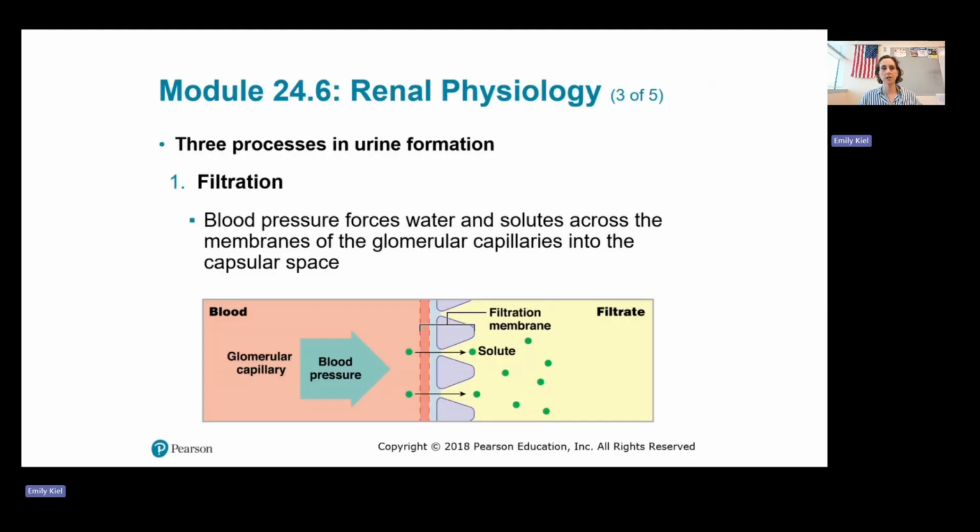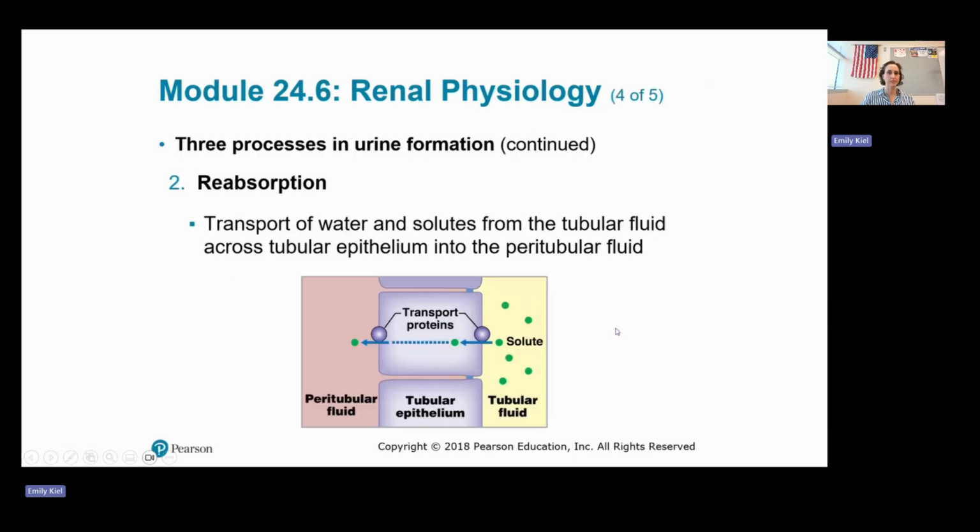So we're going to transition into talking about renal physiology. So this is how does this process work to get us the concentrations we want in the blood and to allow things to leave in the urine? And there's three big processes. So the first one is filtration, and this happens when you've got lots of blood pressure. It's going to push water and solutes across the membrane of those glomerular capillaries into the intercapsular space. So think about this as being the glomerular capillary. You've got a lot of pressure. It's going to push the water and solutes through this filtration membrane to create the filtrate in that intercapsular space.